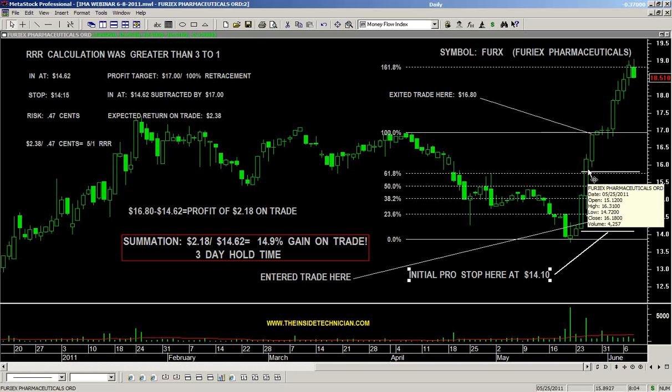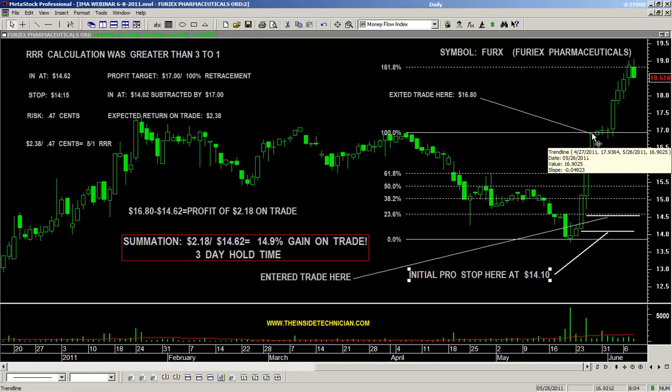So I'm thinking to myself, well, let's see what happens. If we get more volume, we'll stay in for one more day. And maybe we have one of the best winning trades of the last couple of months. And we get to the 100% level. And sure enough, that's exactly what happened. We got out at just short of the 100% level here at 16.80. So let's run down the numbers.